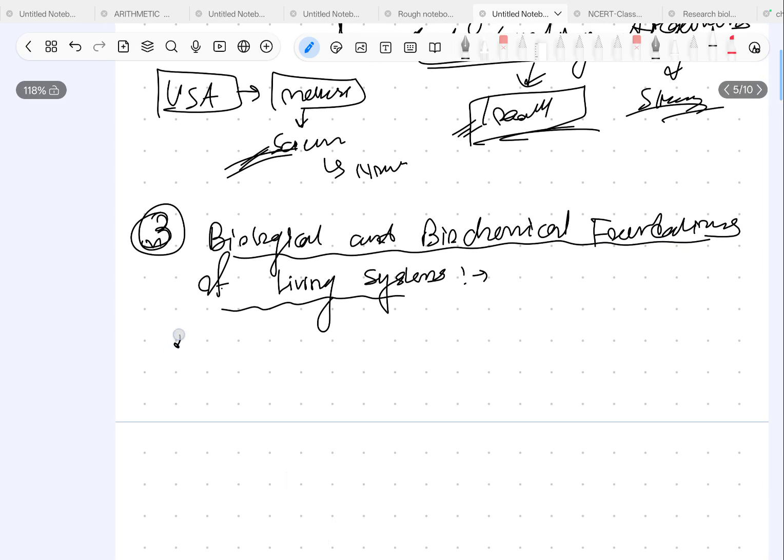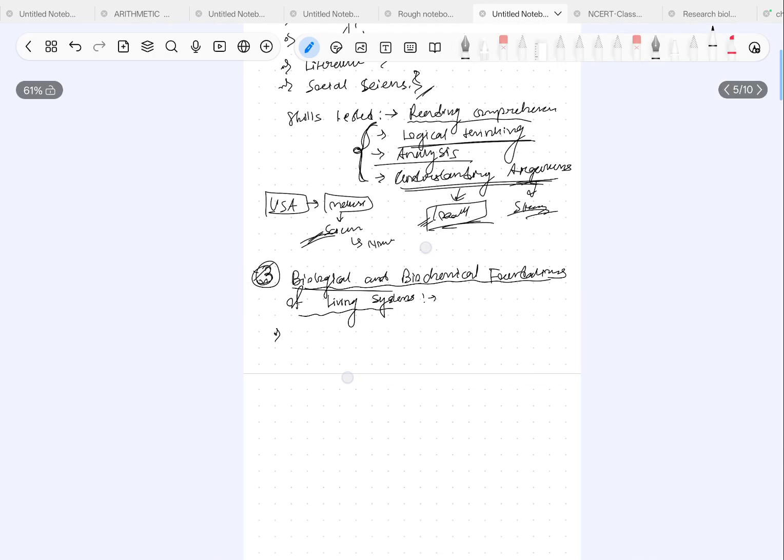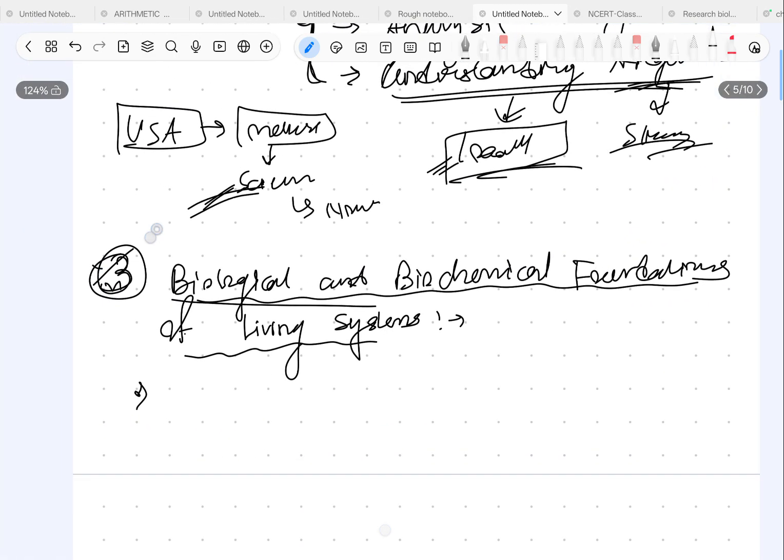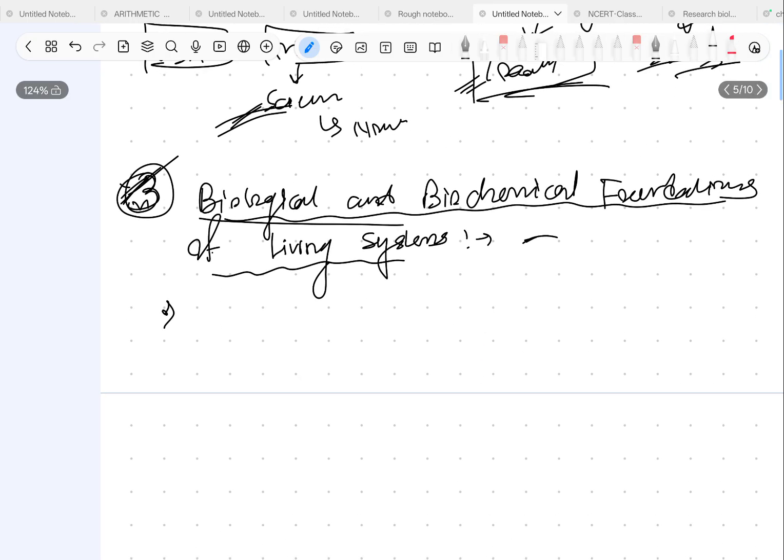All right. I am talking about the third session. Basically this third session includes more about the biological and biochemical foundation of the living system. It is more focused on biology. This third session depends more on biology. Let me go into more detail, like genetics. The study of genetics is there.